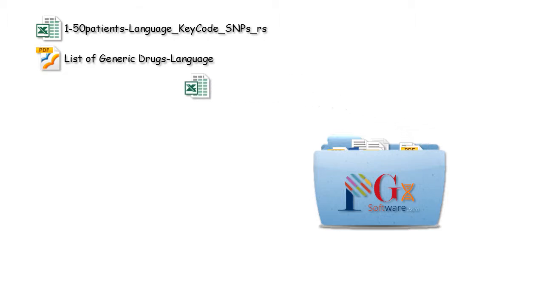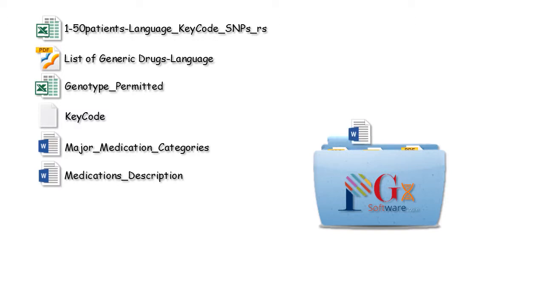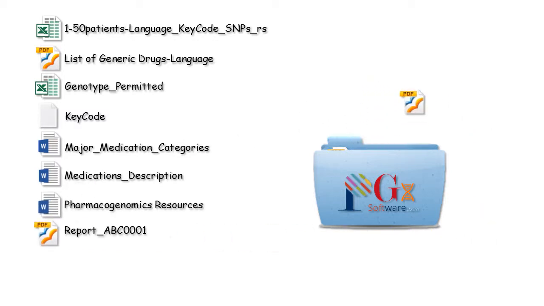List of generic drugs language. Please do not follow the list on the website. You should use your specific project information list. Genotype permitted. This file shows you all the genotypes that are allowed in your project. Major medication categories, medications description, PGx resources, and reports examples.